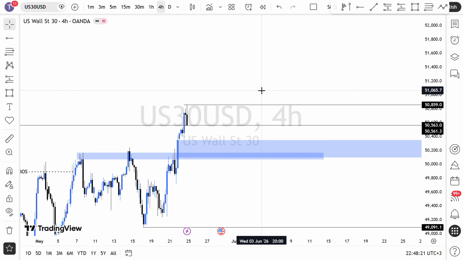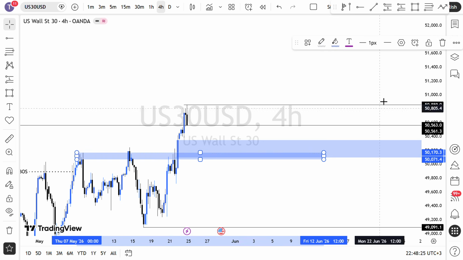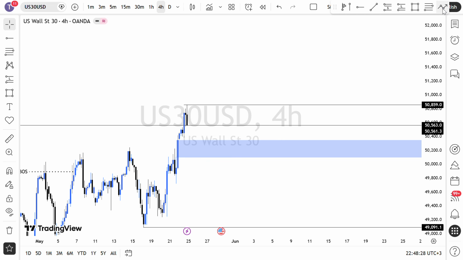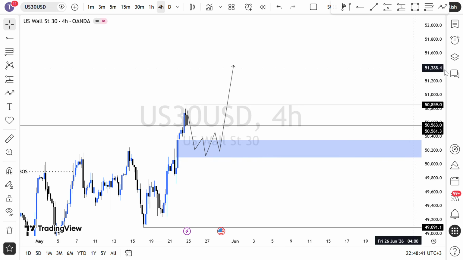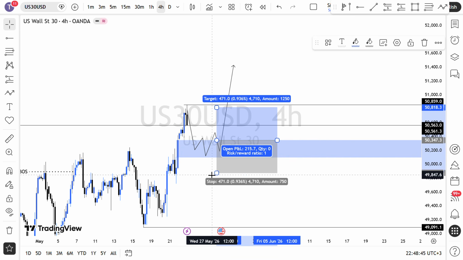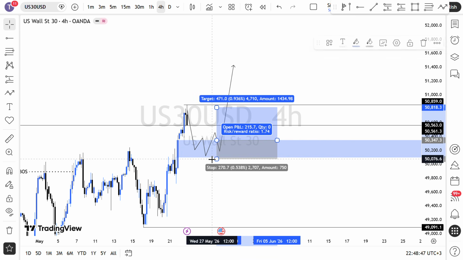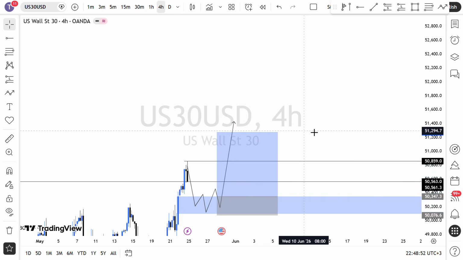So my setup for US 30, I want to see price coming into that fair value gap. Then I want to see something like this being formed. So I want to see price dropping into this area. And then I see something like this being formed around that area before I take my buys to the upside. So once price comes there, I'll be taking the buy after confirmation. And then once you have the trade from that point, you target at least 1:3 risk to reward ratio to the upside.